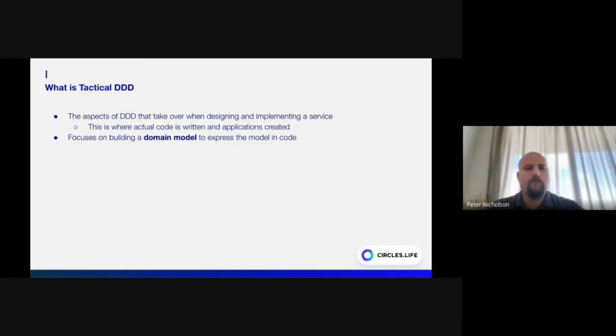We drill down to what is tactical domain-driven design. These are the aspects of domain-driven design that take over when we're designing and implementing a service. This is what's controlling us when we're actually designing and writing the code and producing the software. The focus of tactical domain-driven design is to build what is called a domain model and to express that model in code.